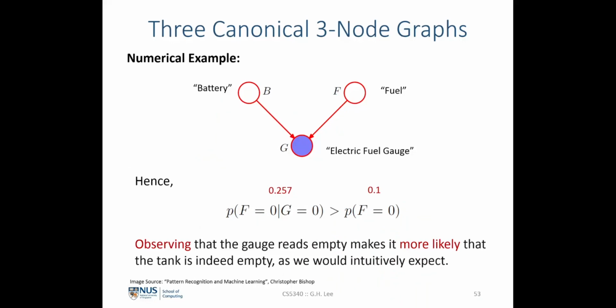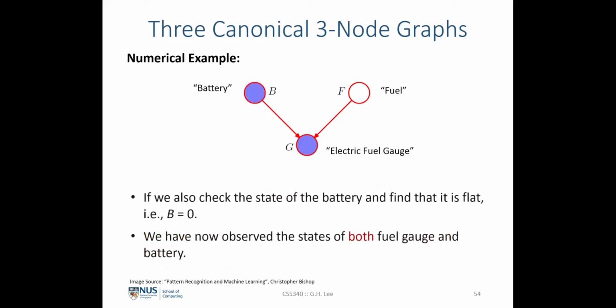Now, after computing the conditional probability, we can see that observing that the gauge reads empty makes it more likely that the tank is really empty, as we would intuitively expect, and as shown by this inequality of the probabilities over here.